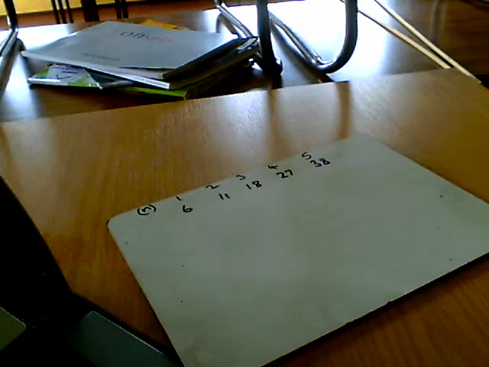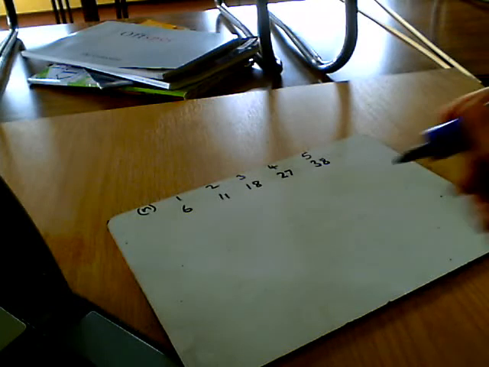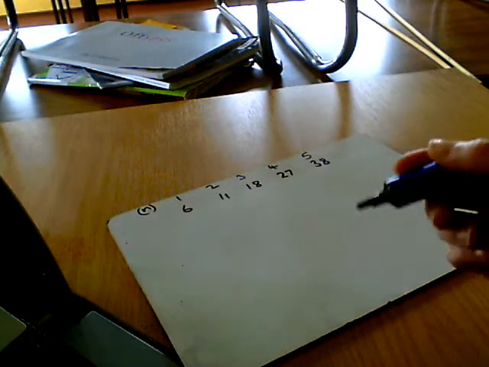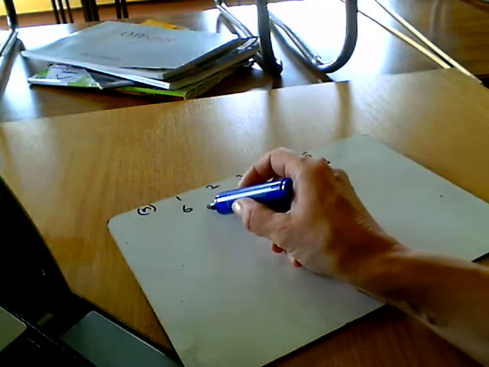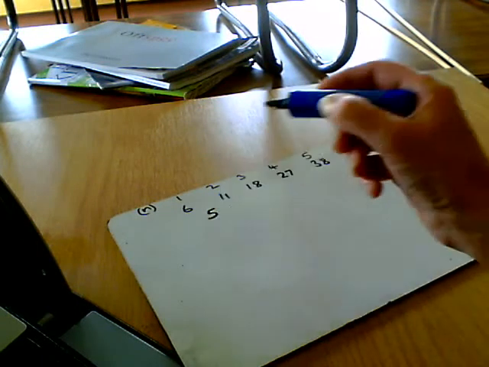Okay, here we have another sequence. We're going to try and find the nth term for this sequence. Right, start by looking at the differences between each of the terms. I can see the difference between 6 and 11 is 5.